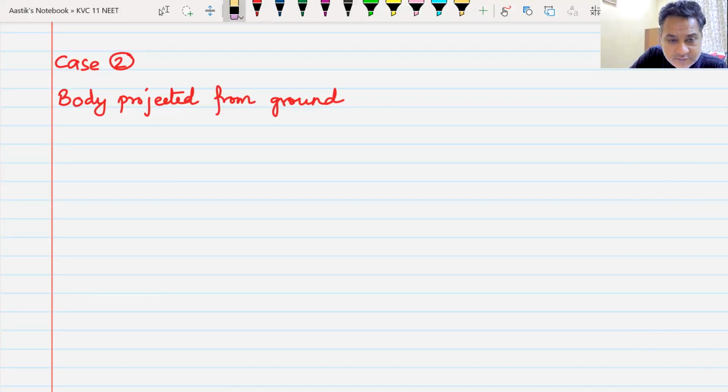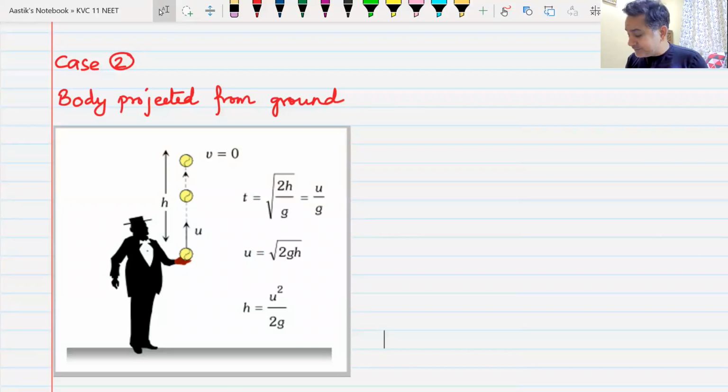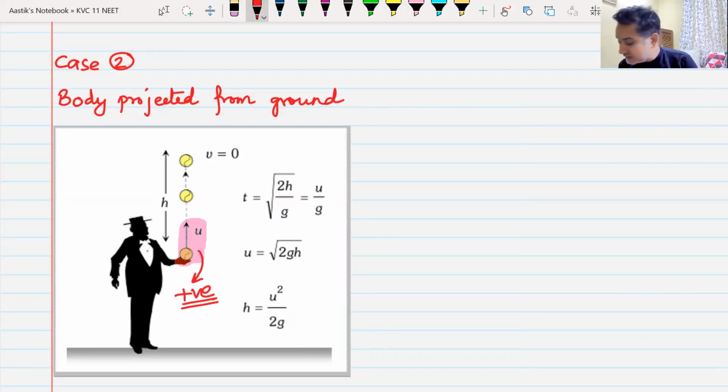And again, we will have some things that are known to us, some things that will be unknown to us. We'll have to find the unknowns in terms of things that are known. So what are the things that are known to us? If I throw a body vertically upwards, I will know that the initial velocity is given. Yes or no? So u will be given to me. Since the body is thrown up, this u will be positive. U will be given and u will be positive. That is the first thing that is known to us.